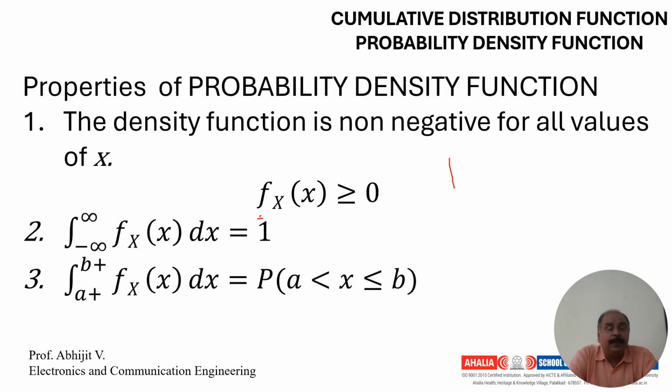The integral of f_X(x) dx between minus infinity to infinity is 1, and between two other points a and b, you get that to be the probability of what? Probability of x between a and b. Is that clear?